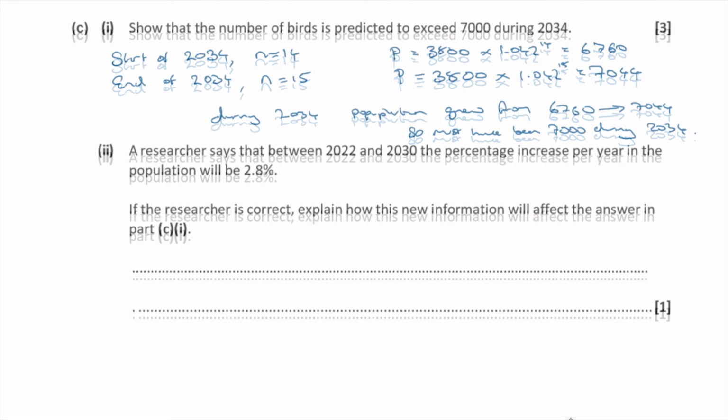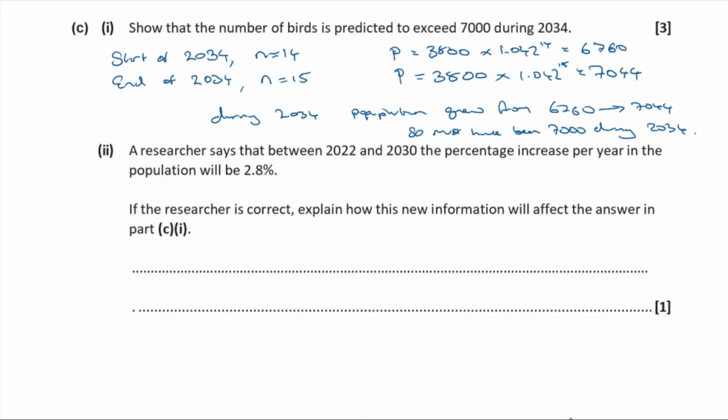Okay. Part 2 says a researcher says that between 2022 and 2030, the percentage increase per year in the population will be 2.8%. If the researcher is correct, explain how this new information will affect the answer to part C. Okay. Well, in my first answer, we used a percentage of 4.2%. So for some, if not all of those years, that will be reduced. So if we reduce that, then the rate at which this is increasing each year is going to also reduce. So we worked out earlier that we would exceed 7,000 during 2034. So if we reduce the amount it's increasing by, then we're unlikely to reach it by 2034. It might take longer for the population to reach that number.